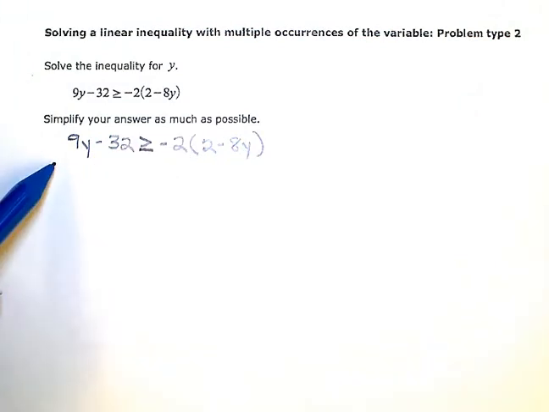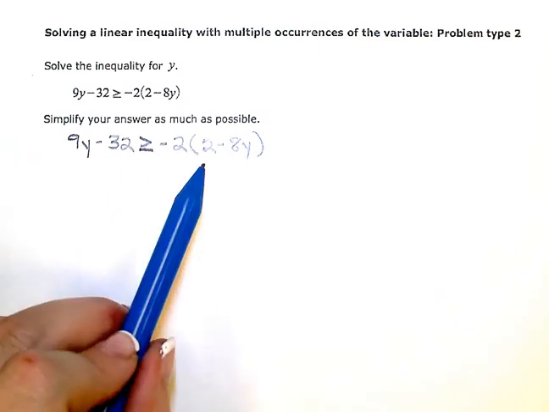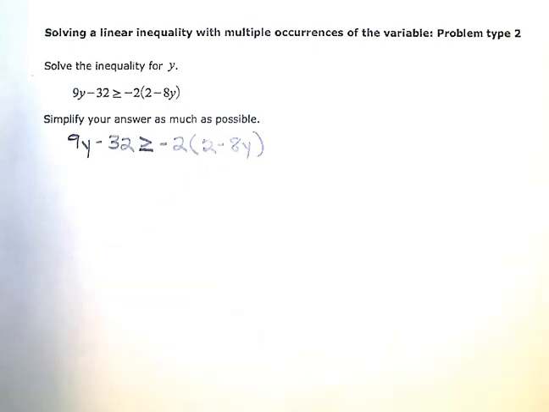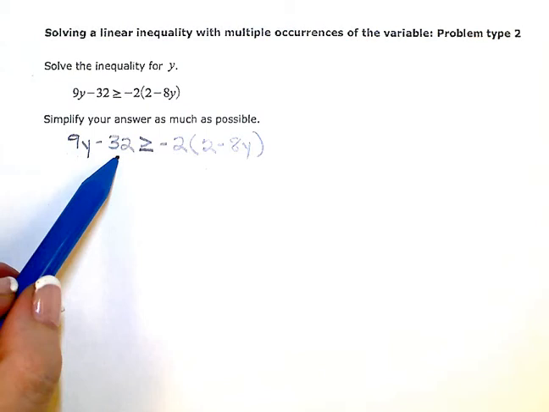So before I solve this, I need to look at each side of my inequality, the left side and the right side individually, and see if I can do anything to simplify. So if I look at the left side here, I have 9y minus 32. They're not like terms. This term has a y, and that term has no variable. It's a constant term. So I can't do anything to simplify on the left.